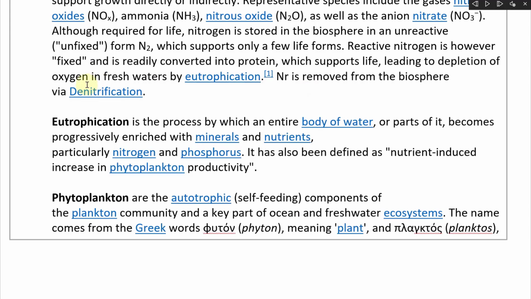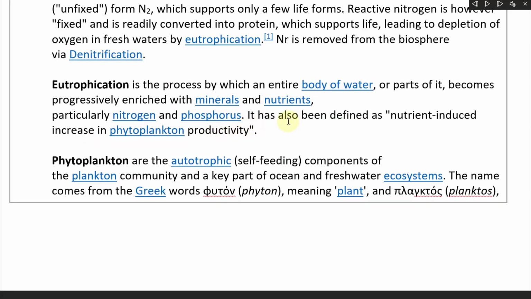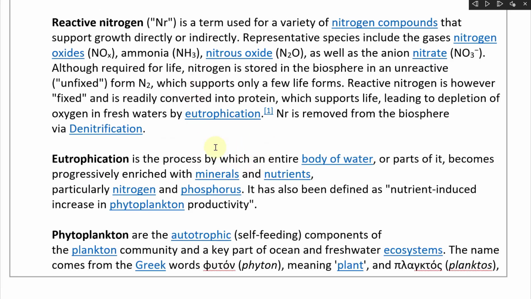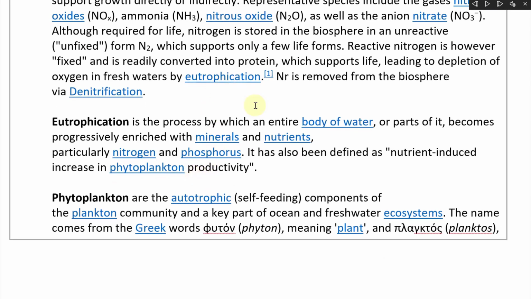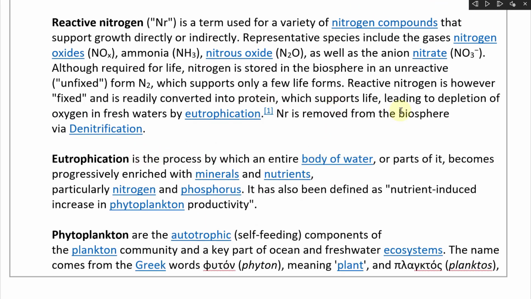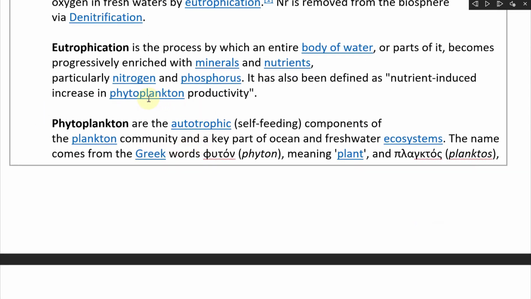Going back here, eutrophication is the process by which an entire body of water or parts of it becomes progressively enriched with minerals and nutrients, particularly nitrogen and phosphorus. It has also been defined as, quote, nutrient-induced increase in phytoplankton productivity. So basically, you have a body of water filled with nitrogen, phosphorus, and other nutrients and minerals, leading to depletion of oxygen in fresh waters by this mechanism. And here's phytoplankton. Let's try pronouncing this.